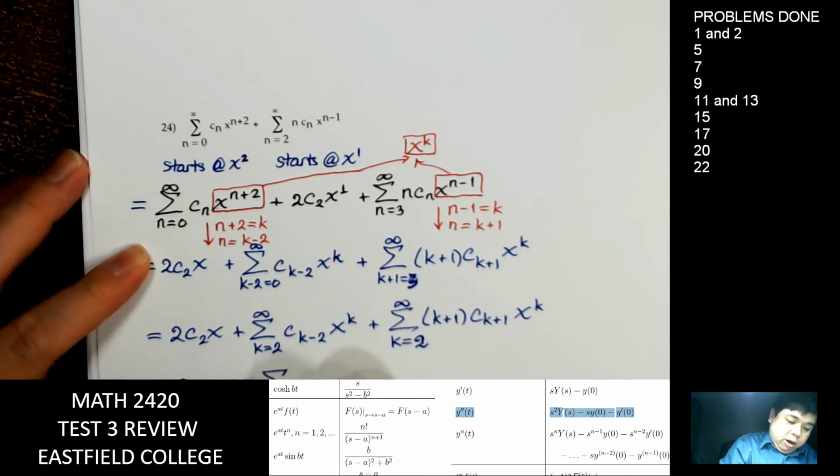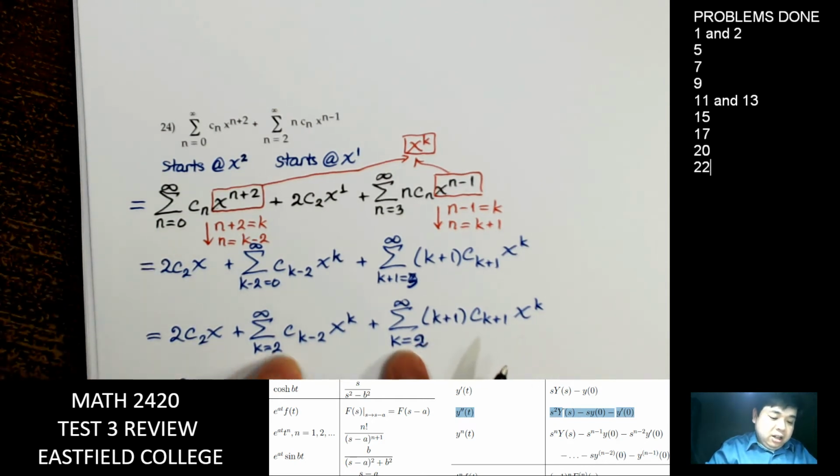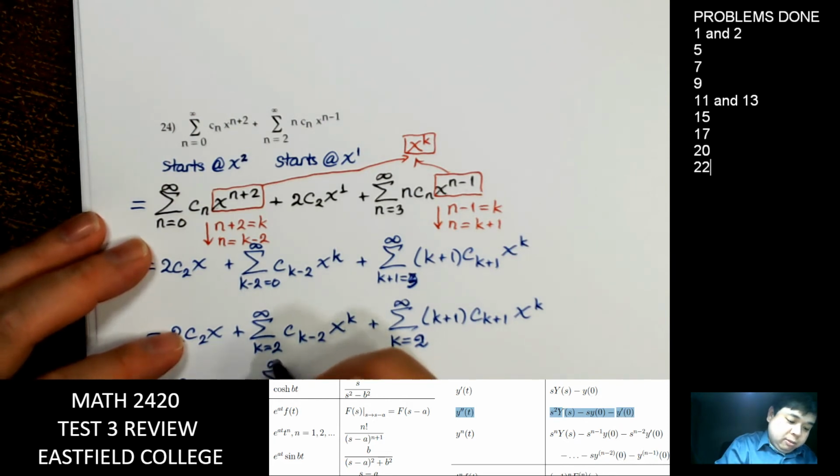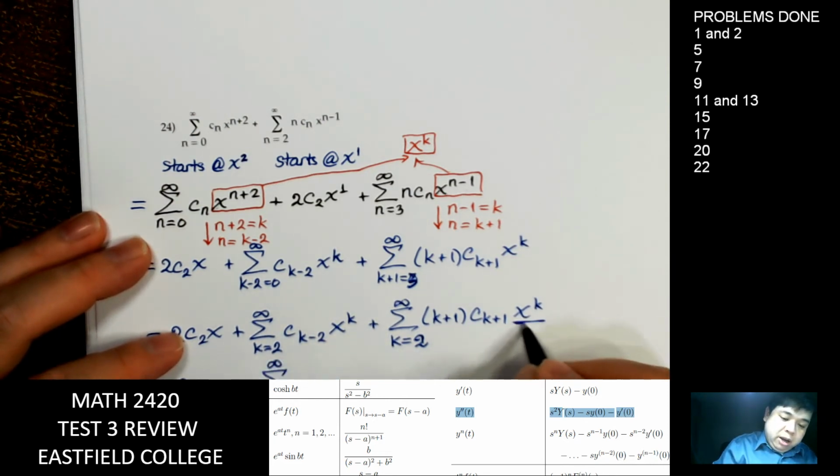Now the series, now we have the same index, start at the same point, the same power, so pretty much we can combine them, and so we factor out the x to the k.